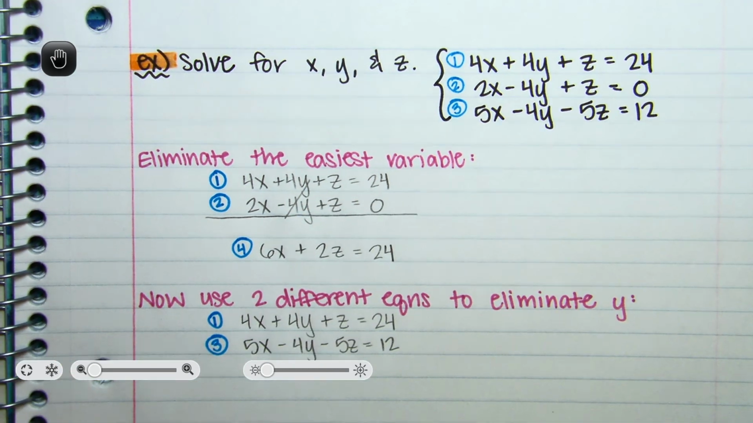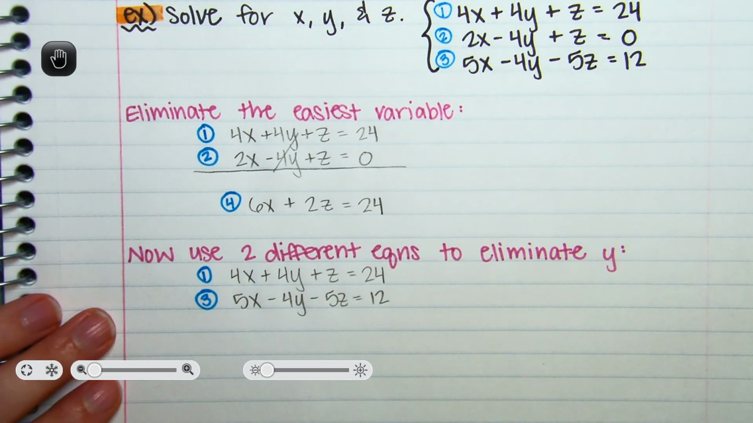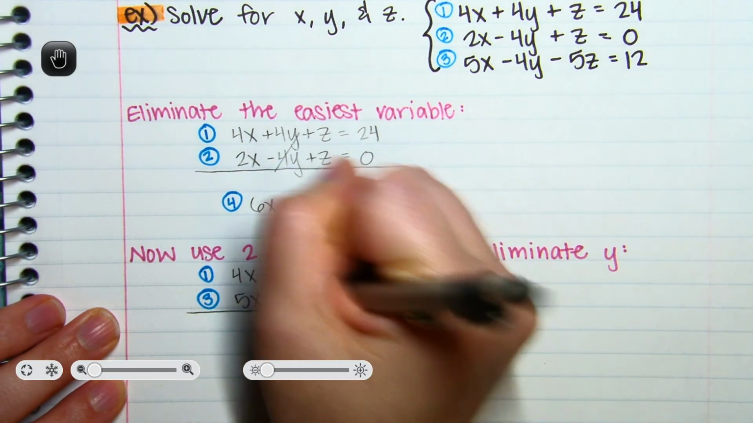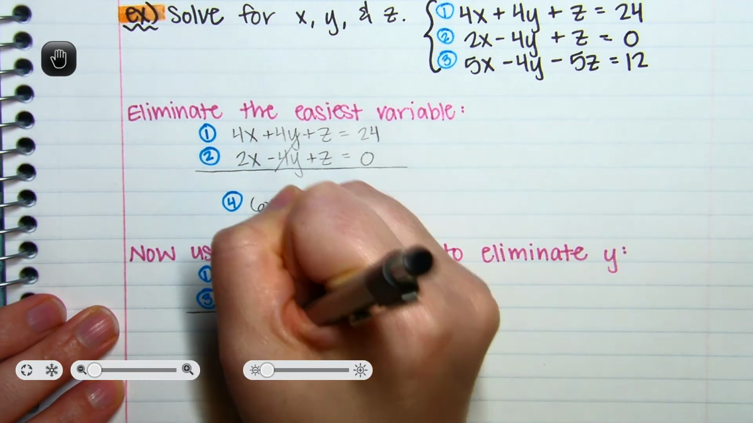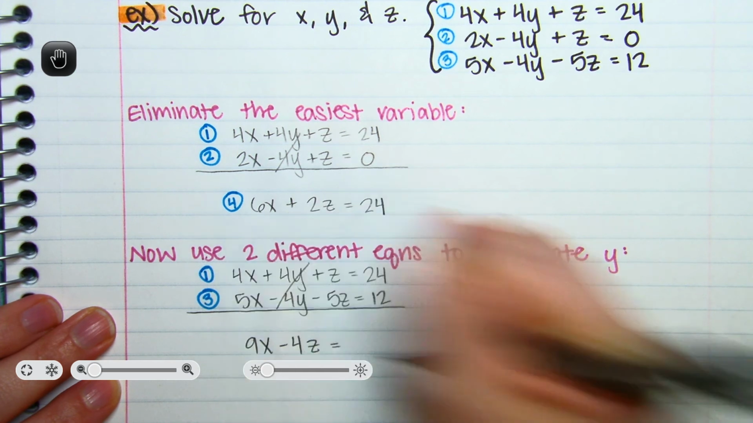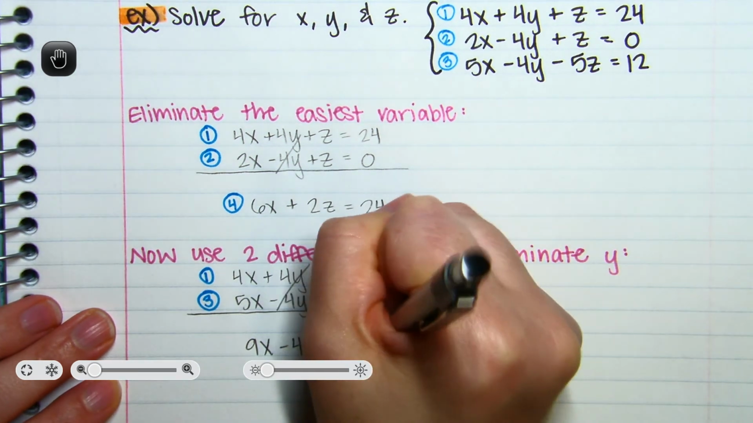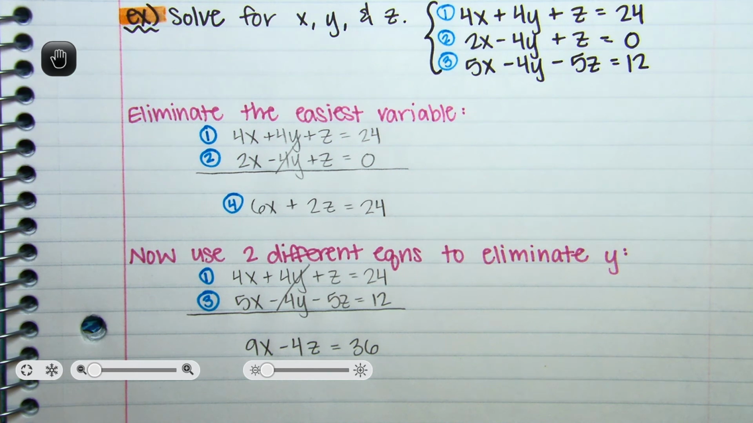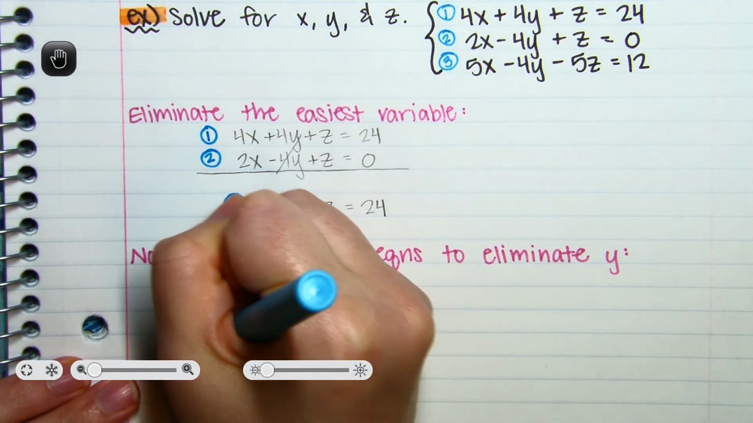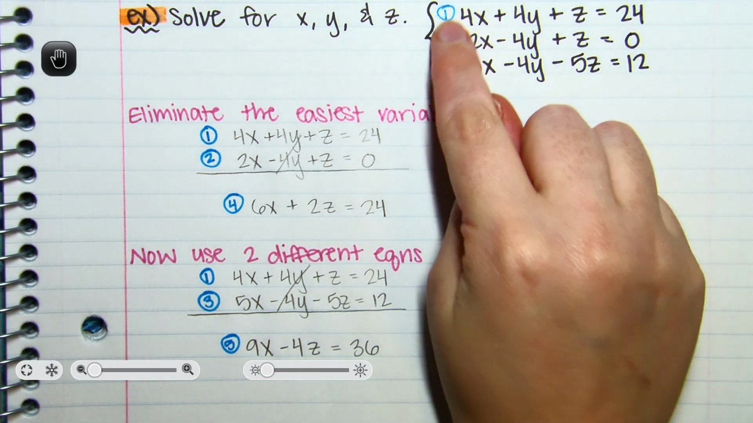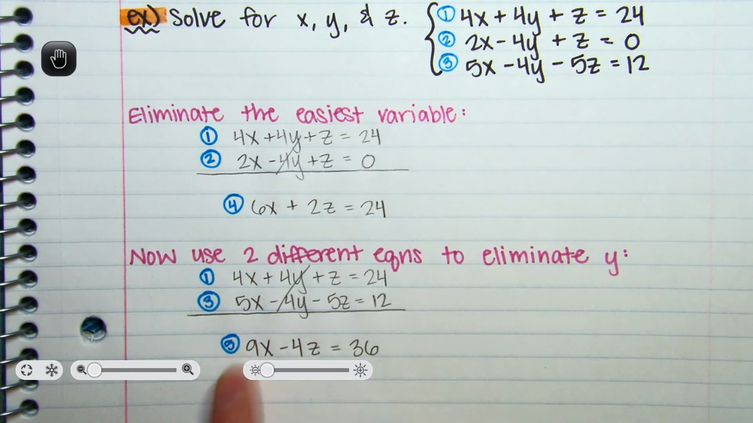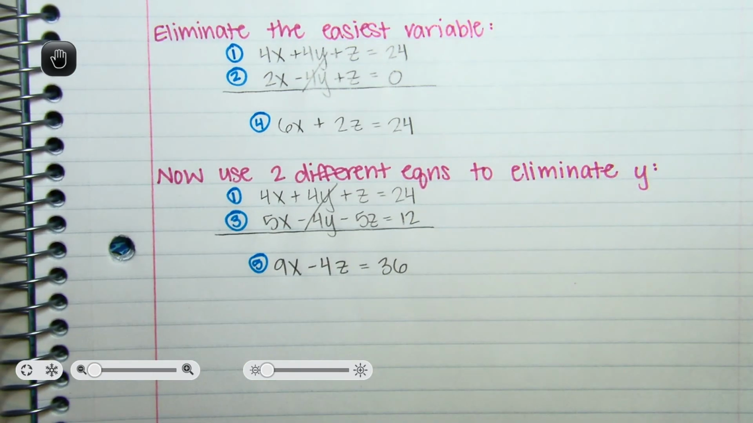All right, I copied down my equations 1 and 3. Now I'm going to add those together, which will eliminate my y's. And I have this new equation. So this is another new equation. I'm going to call this equation 5, just to keep track. Again, if you wanted to call these A, B, C, D, and E, that's fine. I just find it easier to label them to keep track of what I'm using.